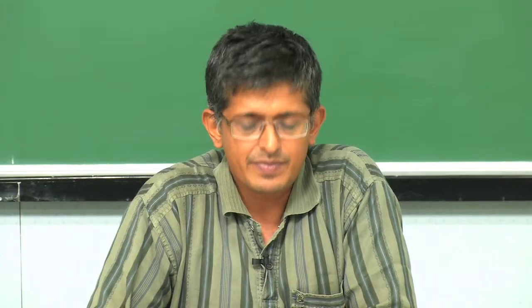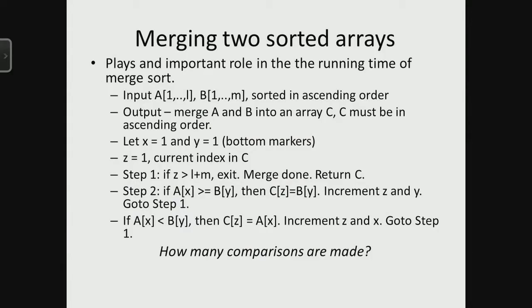In the second step, the smallest of the two elements, A of x and B of y, is identified, and it is assigned to be the element at array index z in the array C. This is done iteratively as follows. A of x is compared with B of y. The smaller of the two elements is assigned to C of z.